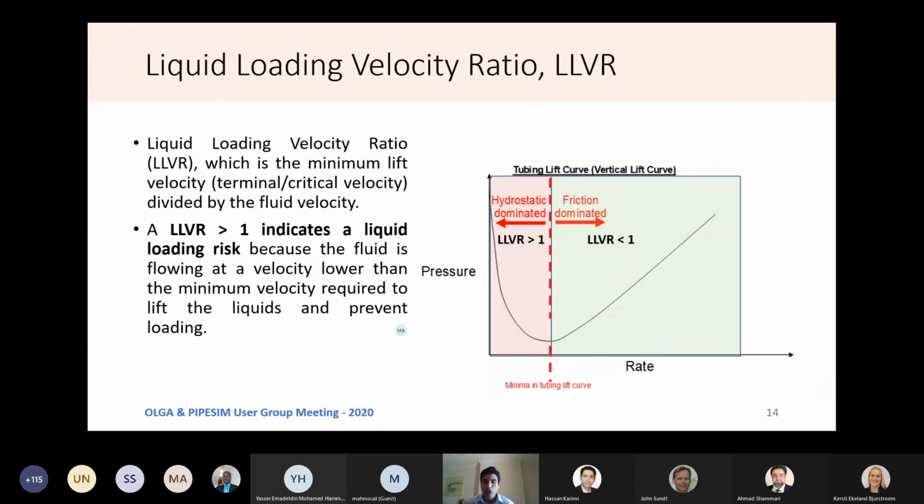Liquid loading velocity ratio is one of the main design parameters that we will investigate later as well. It means the minimum lift velocity divided by the fluid velocity. If the liquid loading velocity ratio is greater than 1, then the well is operating in the hydrostatic dominated region and liquid loading will happen. But if the ratio, as we see in the green shaded area, is less than 1, then we are in the friction dominated region of the VLP. We are in the more stable region with low chances of liquid loading.